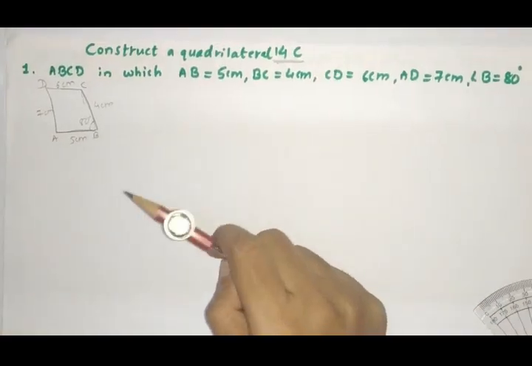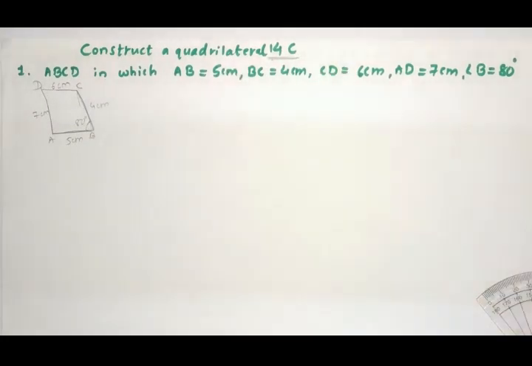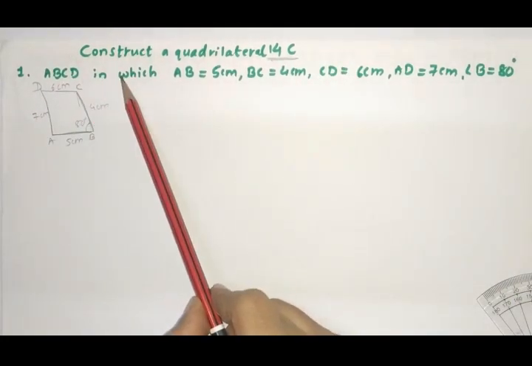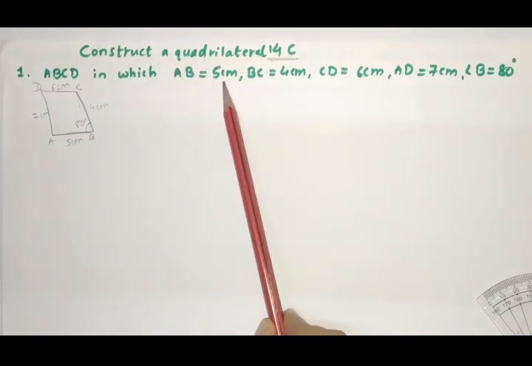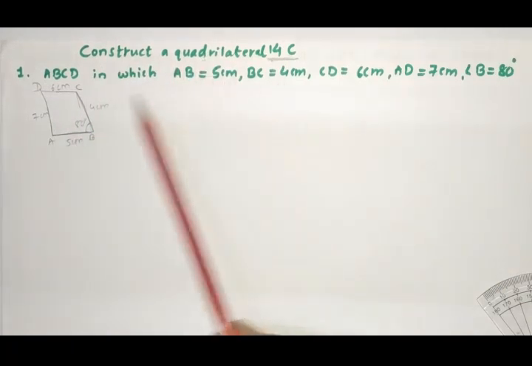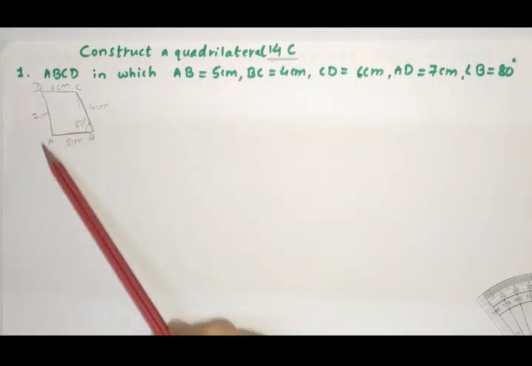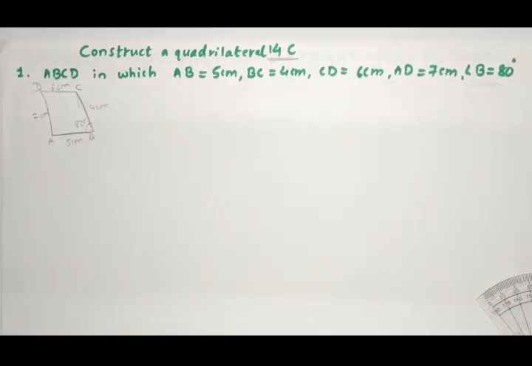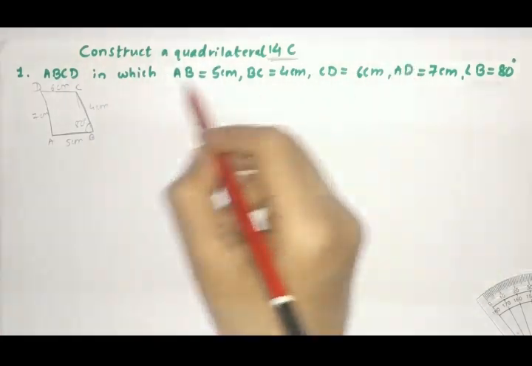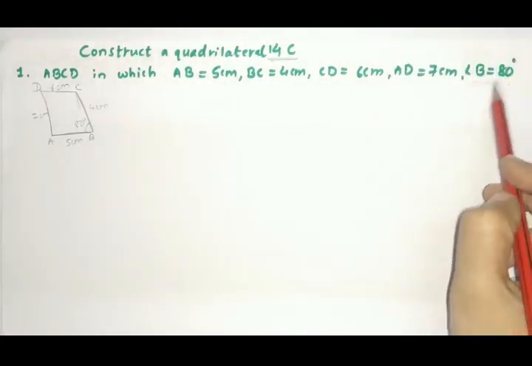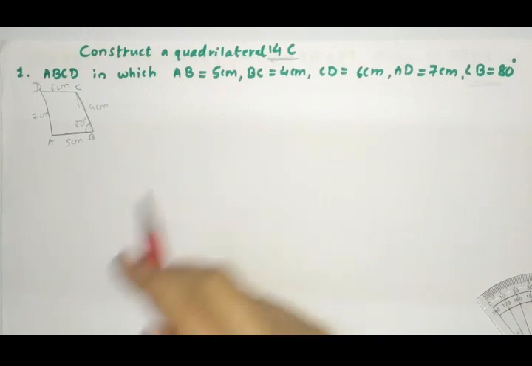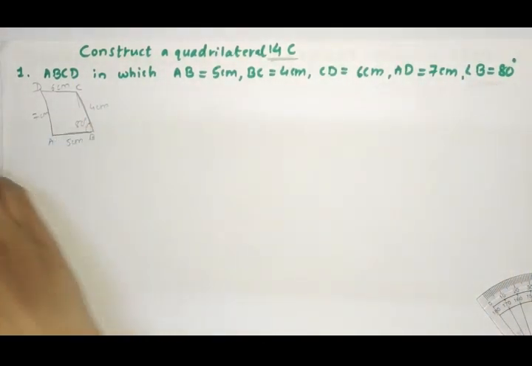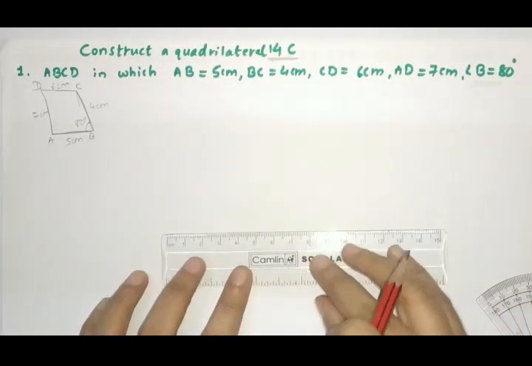Now friends, this is exercise 14C. So what do we have to do? We have to construct a quadrilateral ABCD in which side AB is 5 centimeter, side BC is 4 centimeter, side CD is 7 centimeter. Again one angle is given, angle B is 80 degree. So friends, now the sides are there and the included angle also. So now first of all we'll construct the rough sketch.